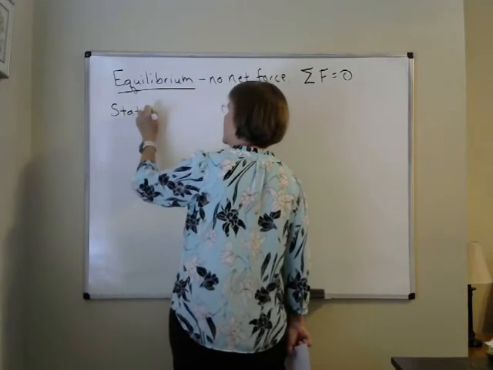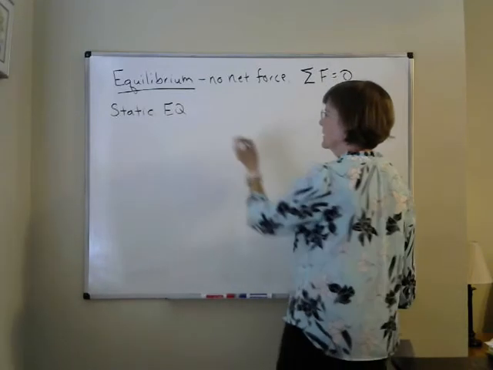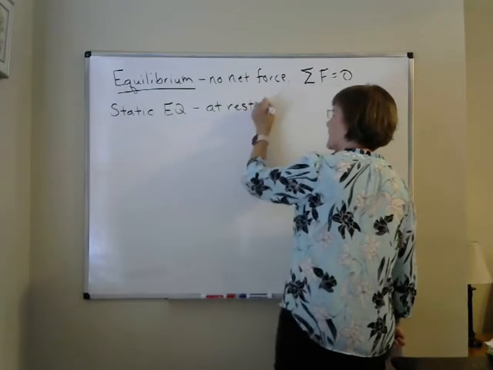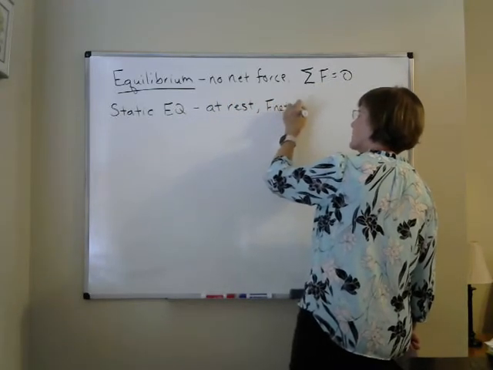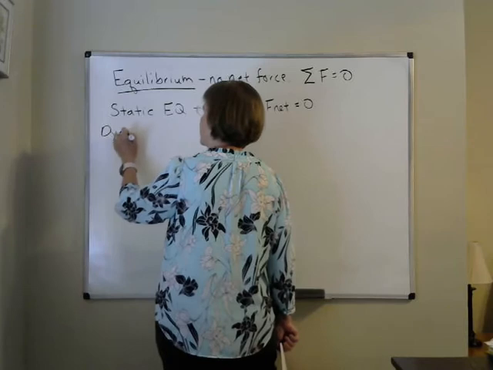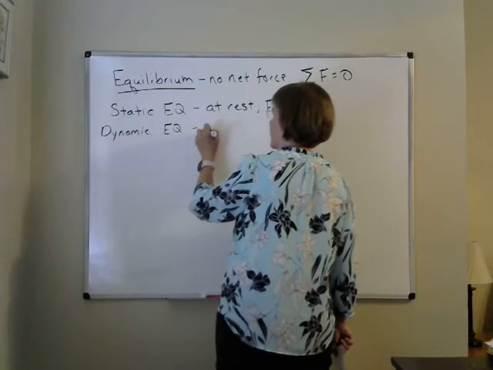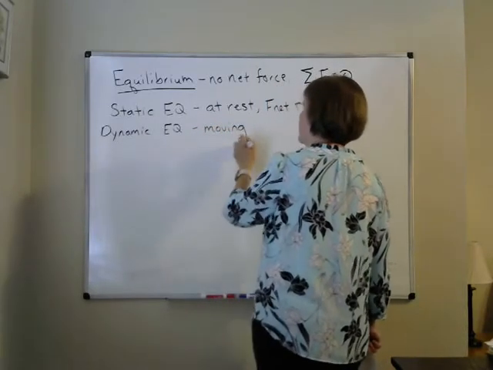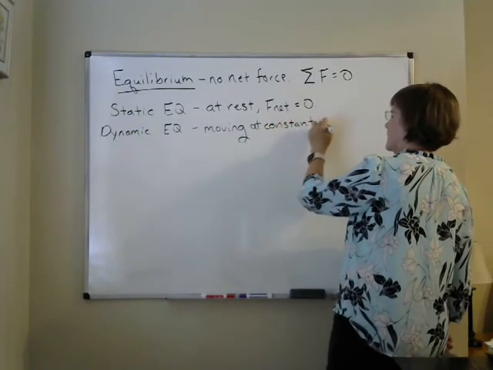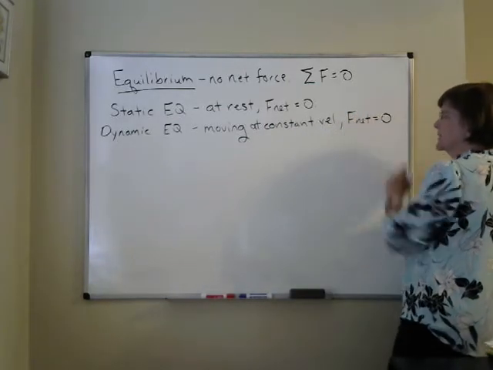If something's in static equilibrium, I use EQ for equilibrium because it's a long word. Basically, that just means it's at rest and the net force is 0. If we talk about something in dynamic equilibrium, we usually mean it's moving. That would be moving at constant velocity. And we know that also would mean that the net force is equal to 0.